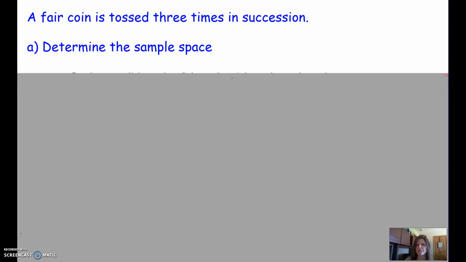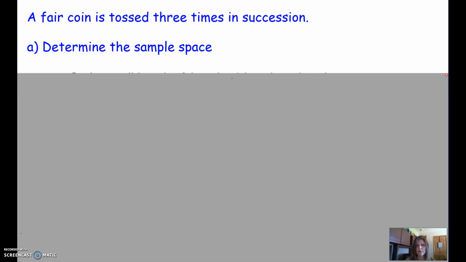Let's take a look at calculating probability of a slightly more complex experiment. In this problem, we're going to toss a fair coin 3 times in succession. We know that in calculating the probability, the denominator is the total number of outcomes. So the first step we often have to do is to create the sample space. That is, list out all the possible outcomes.